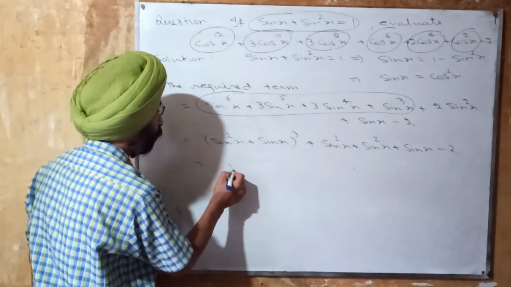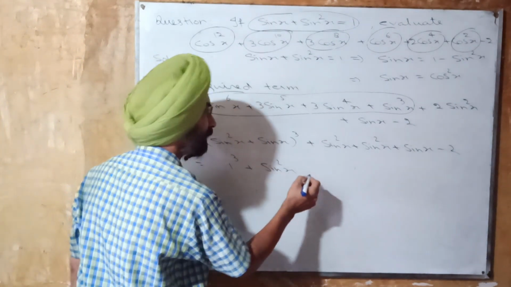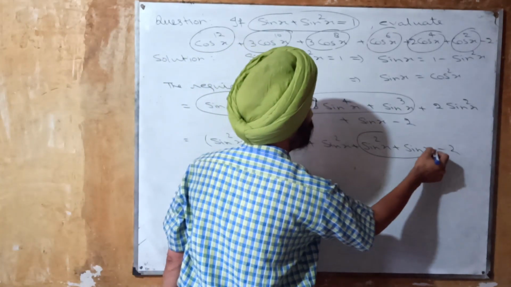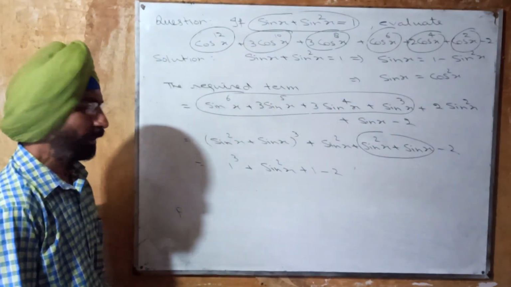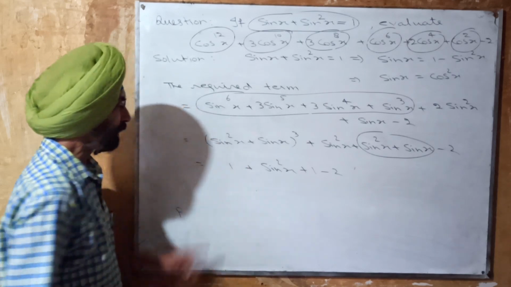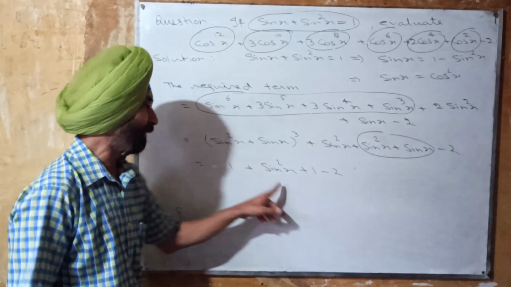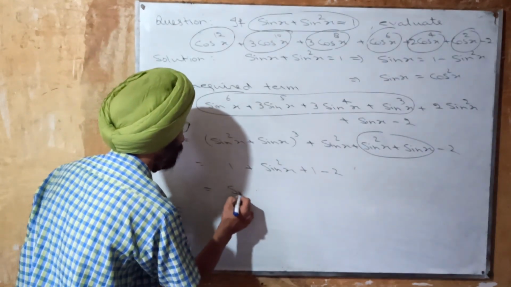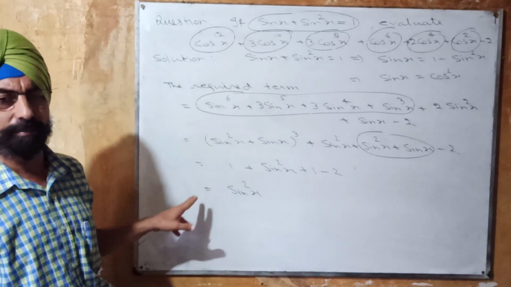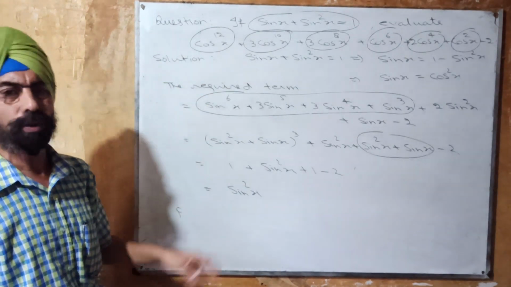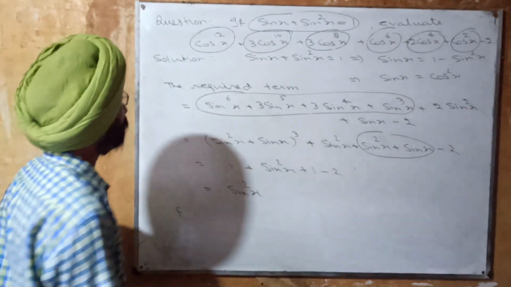So it is 1 cube plus sin square x. This sin square x plus sin x is once again equal to 1 and minus 2. This 1 cube is 1, and 1 plus 1 minus 2 will be cancelled out, and we will be left with only sin square x, which is the required evaluation of the given term. So the given term is equal to sin square x. So it was another interesting question.